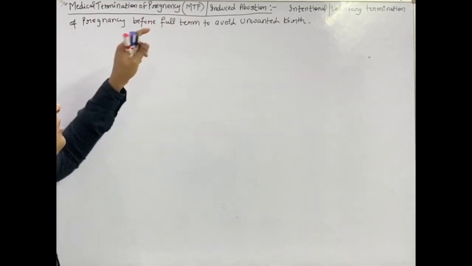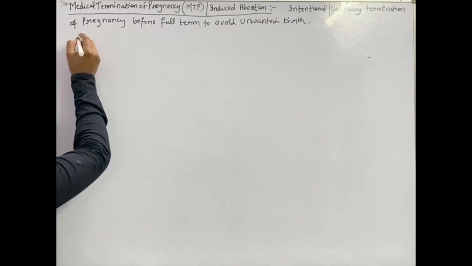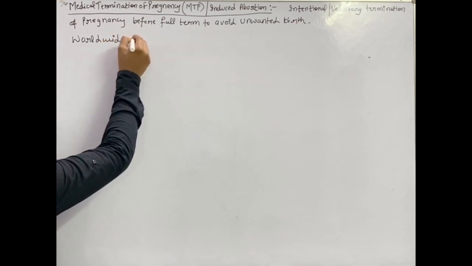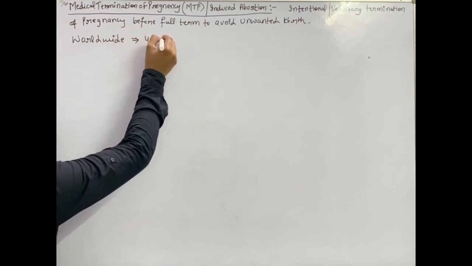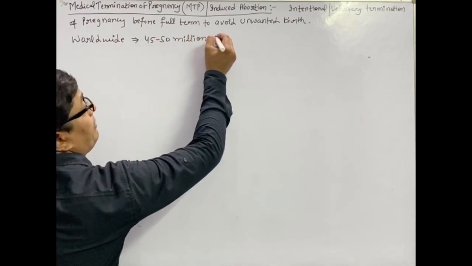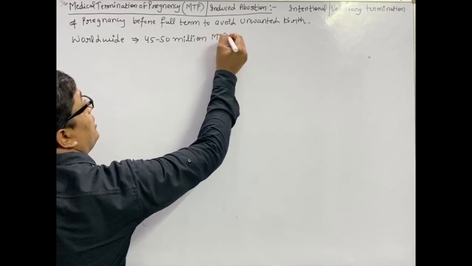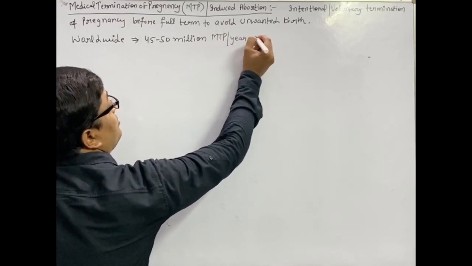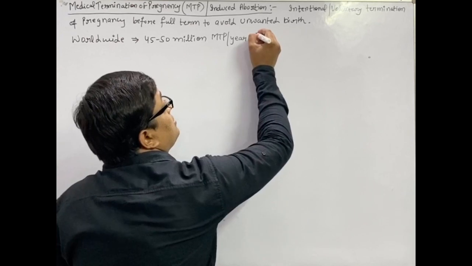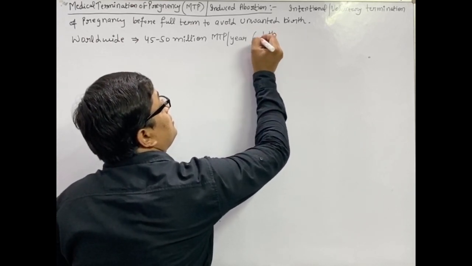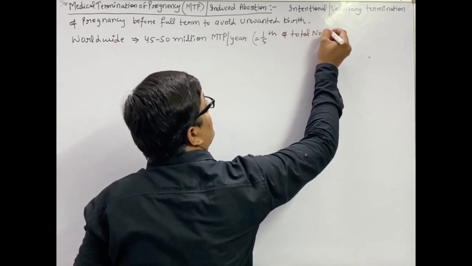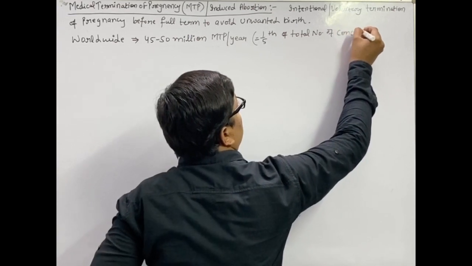All over the world, 45 to 50 million MTPs are done per year, which is one-fifth of the total number of conceived pregnancies worldwide.